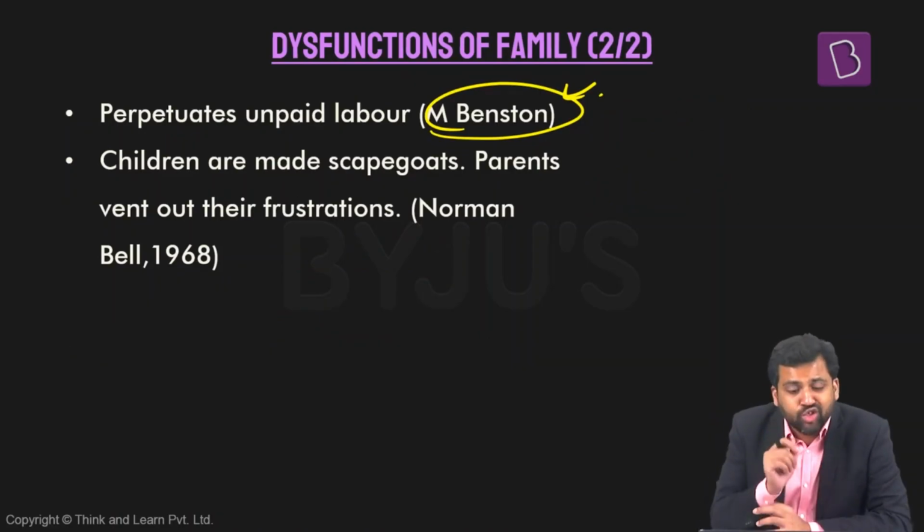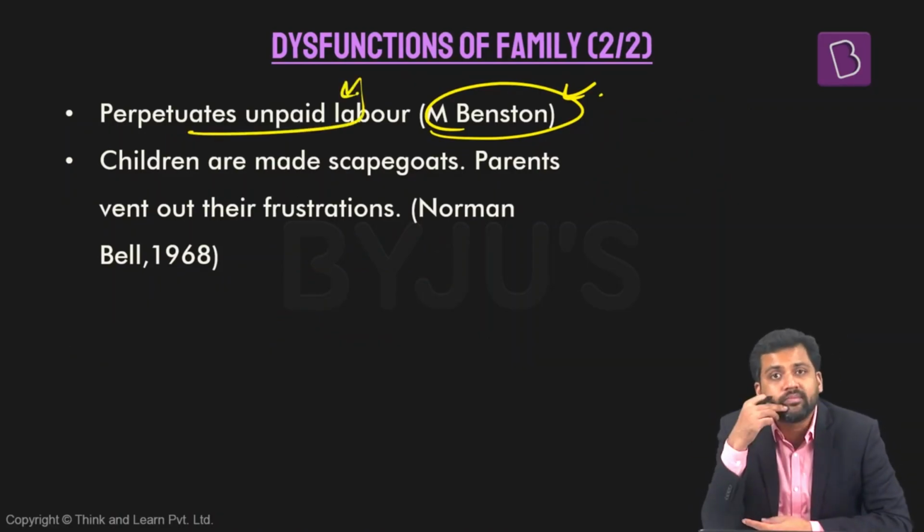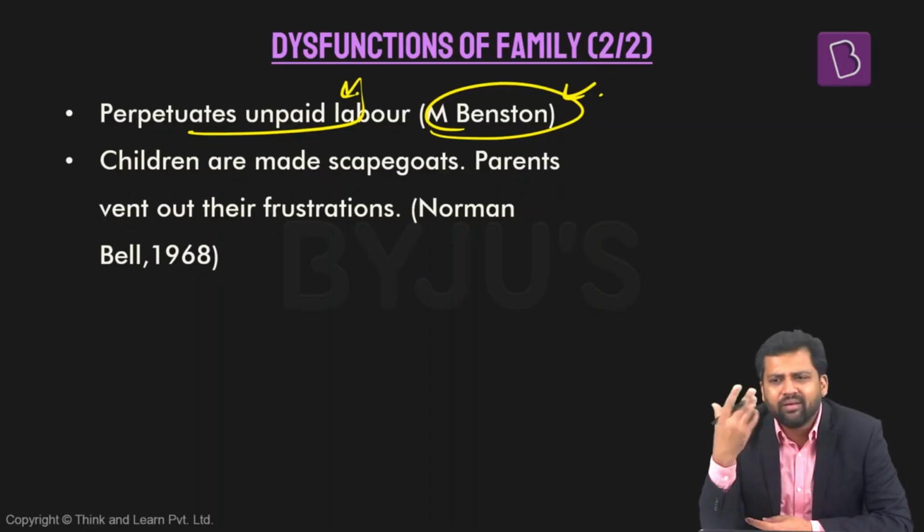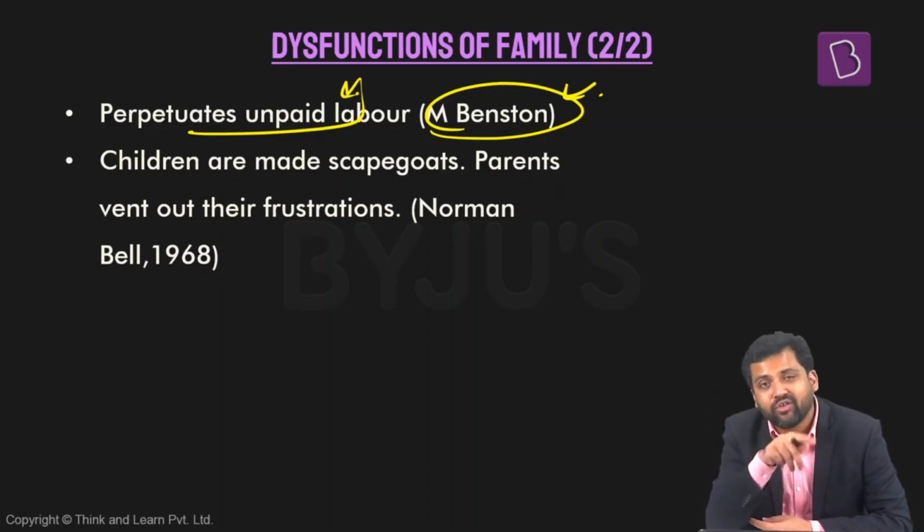They point out that it is the institution of family which is perpetuating unpaid labor. Men and women both are working. Men work outside and they're making money. Women are working, but they're working within the family and they're not getting paid for it. So the kind of institution that family is, unpaid labor is perpetuated. So women are working, but they're not getting paid. And since they're not getting paid, their contribution is not recognized. It's not that the women are not working, but actually they're working. The difference is they're not getting paid for the work that they are performing.